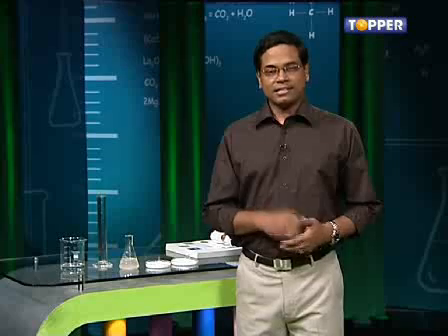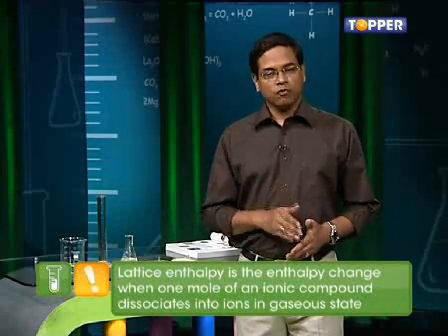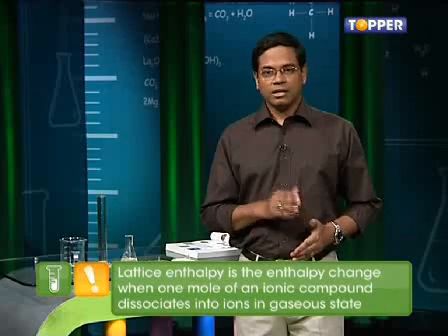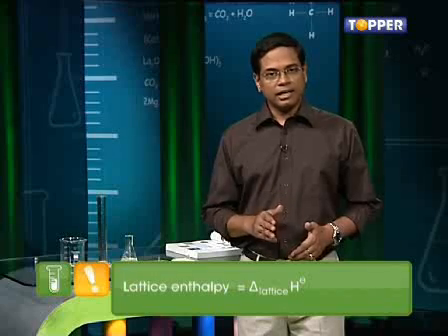Let's get back to lattice enthalpy. This will help us to rationalize why some ionic compounds are easily soluble and some are not. Lattice enthalpy is the enthalpy change when 1 mole of an ionic compound dissociates into ions in gaseous state, denoted by delta H naught lattice. You have already learned that enthalpy changes in a reaction are independent of the path and dependent only on the initial and final state. This is known as Hess's law.